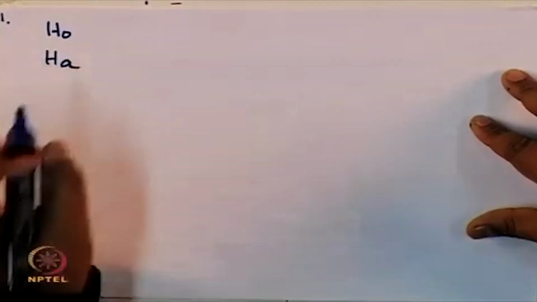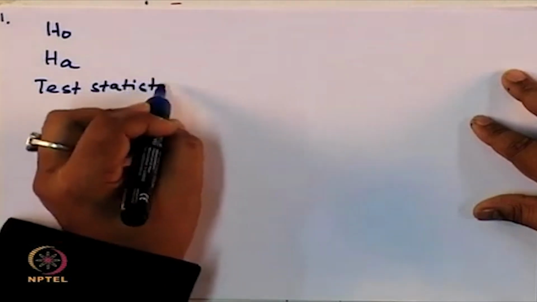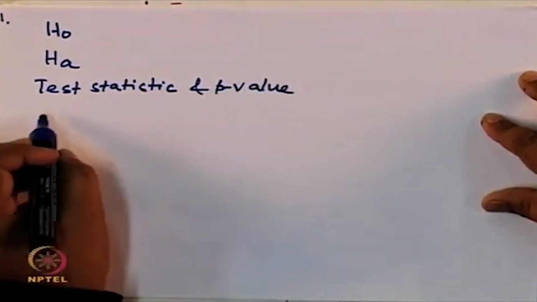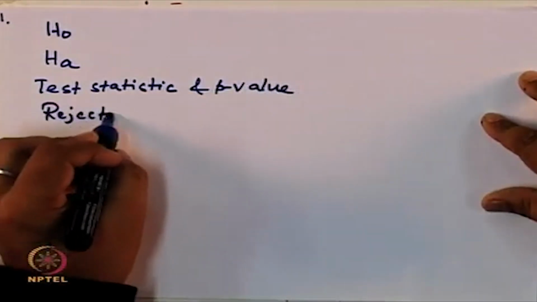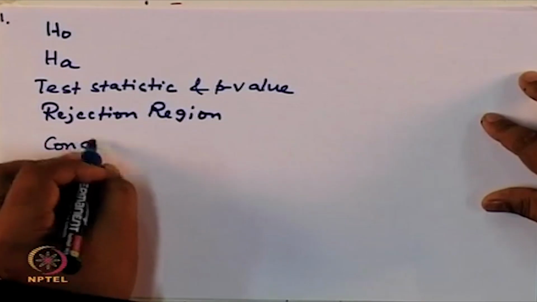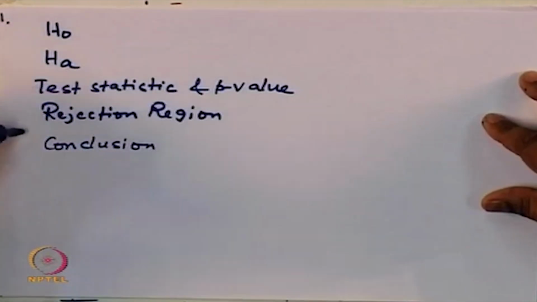So, we will continue, we have our last session on a discussion on test of hypothesis. Just to briefly mention, you have the null hypothesis, you have the alternate hypothesis, you compute a test statistic and a p value. You have a rejection region, and you draw your conclusion. So, if you change any one of these clauses, then it represents a new test of hypothesis.